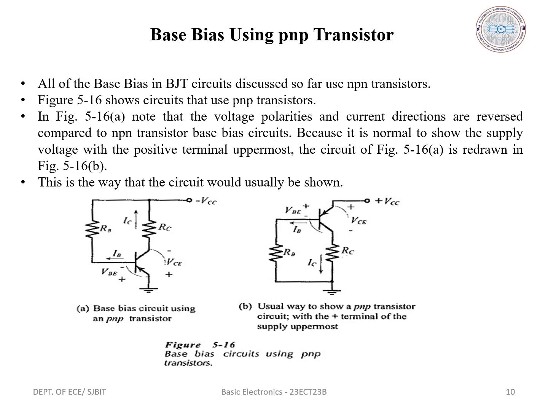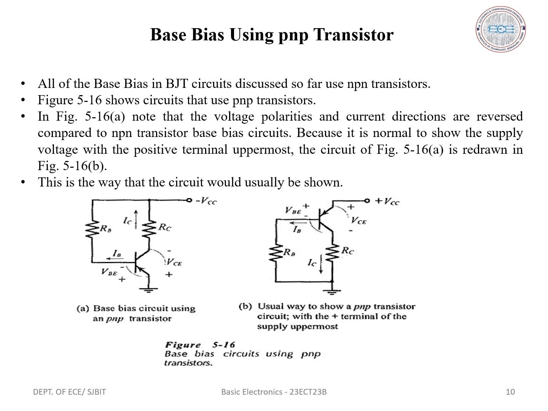Base bias using a PNP transistor. So far, all the base bias BJT circuits discussed used the NPN transistor. Now the figure shows a circuit that uses a PNP transistor. In this figure we have to note that voltage polarities and current directions are reversed compared to NPN transistor base bias circuits. Because it is normal to show the supply voltage with the positive terminal uppermost, the circuit is redrawn in figure B. This is the way the circuit would usually be drawn.